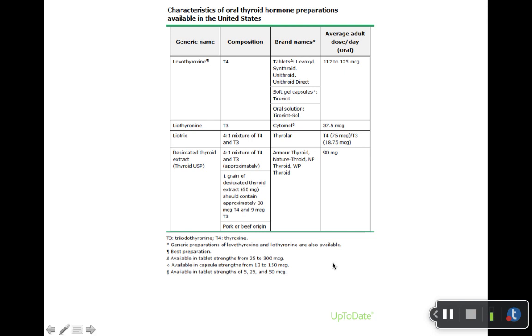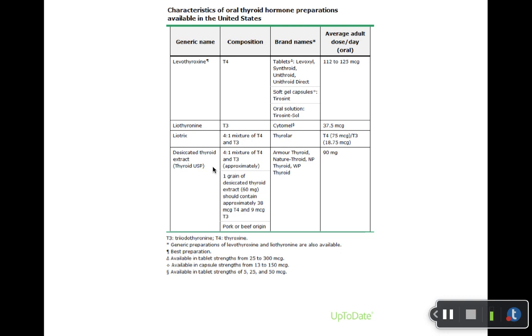So, here is a table that shows the preparations that are available here in the US. We talked about the levothyroxine, which is T4. You'll notice the brand names are listed here, and then the average adult dose, the liothyronine, which is the T3, brand name Cytomel. You'll notice its average dose there, and then they make mixture products, the Liotrix, and the desiccated thyroid extract, which is Armour Thyroid, one of the brand names of that one. So they make some mixtures.